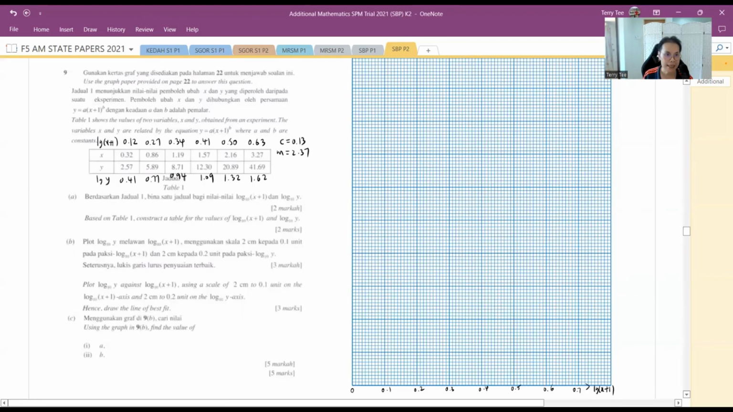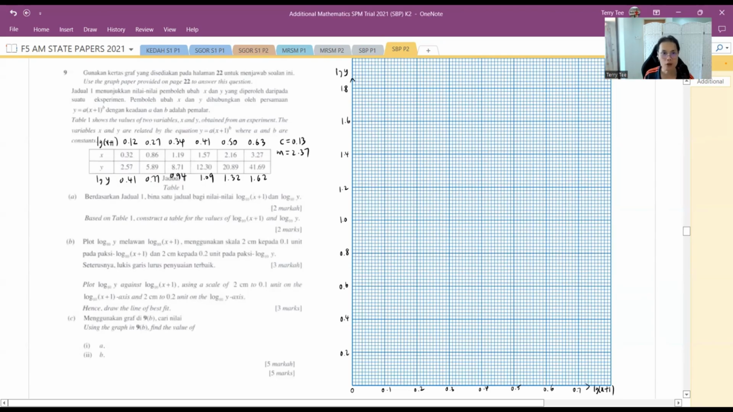For my vertical axis, they say use 2 cm to 0.2. So this is 0.2, 0.4, 0.6, 0.8, 1.0, 1.2, 1.4, 1.6. My largest is 1.62, so I think we can do 1.8. Yeah, this is my LGY.